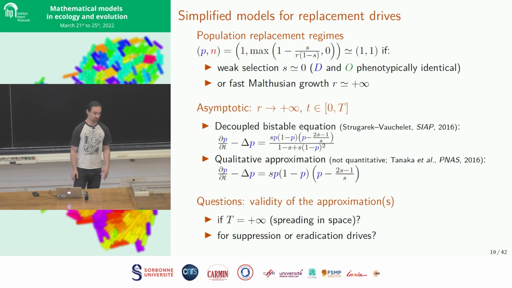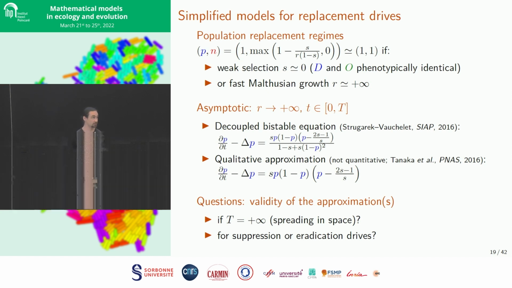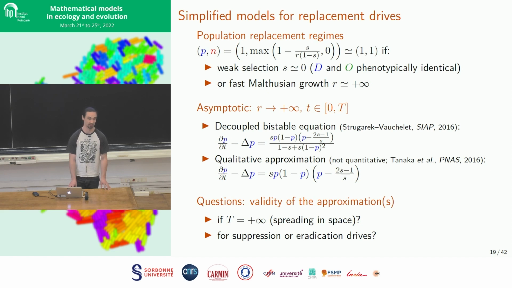So the systems are complicated, and it's natural to try to simplify them. And the case where you can simplify them is the replacement case. So when do we have replacement in such a system? We have replacement when the drive carrying capacity is close to 1. And this occurs either if the fitness cost is close to 0. So that's the weak selection assumption. But actually, in our case, it means that the drive and the wild type are phenotypically identical, and so it's not really that interesting. Or if you have very fast Malthusian growth, so R is close to infinity.